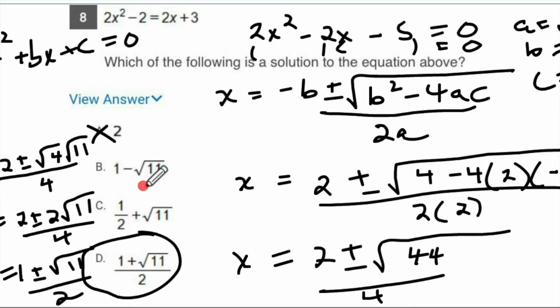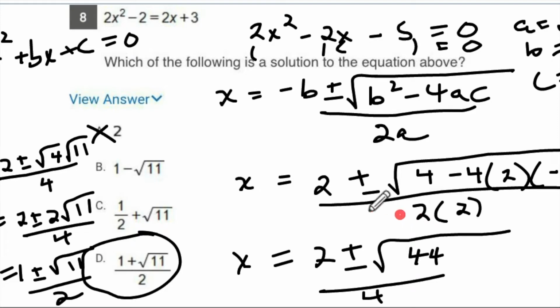Now, they said the difficulty on this one was hard, but if you know how to use the quadratic formula, I don't think you would find it hard at all. It does have a couple extra parts because you have to simplify the radical as well. So, all right, let's move on.